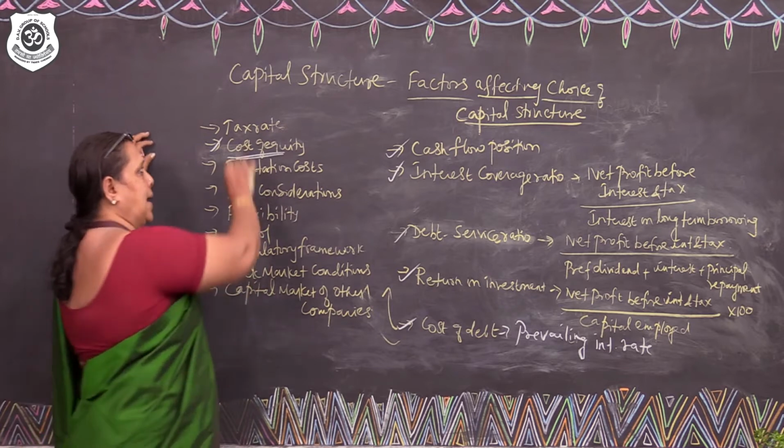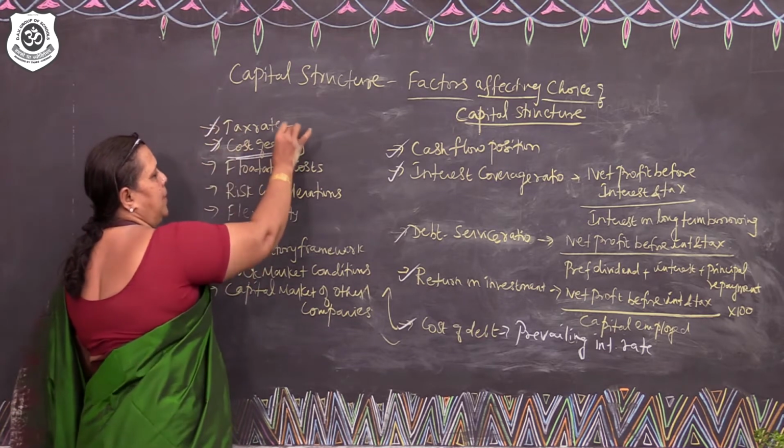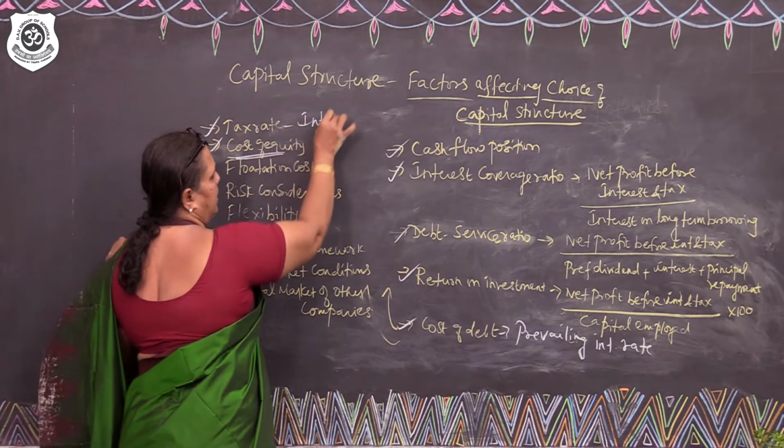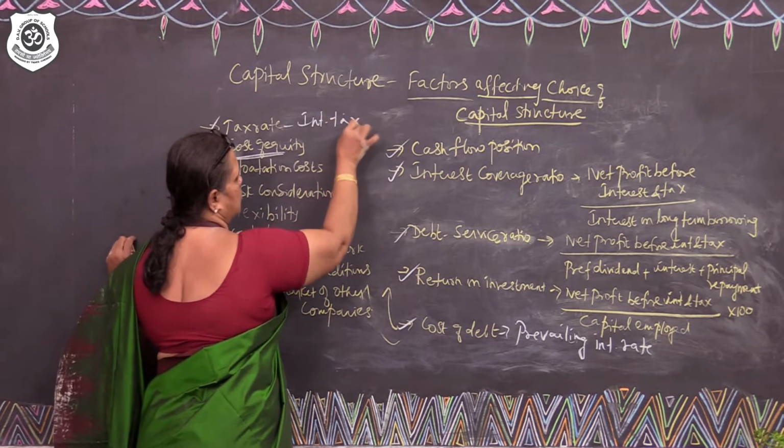The prevailing tax rate: we know pretty well that debenture interest is a tax deductible source.